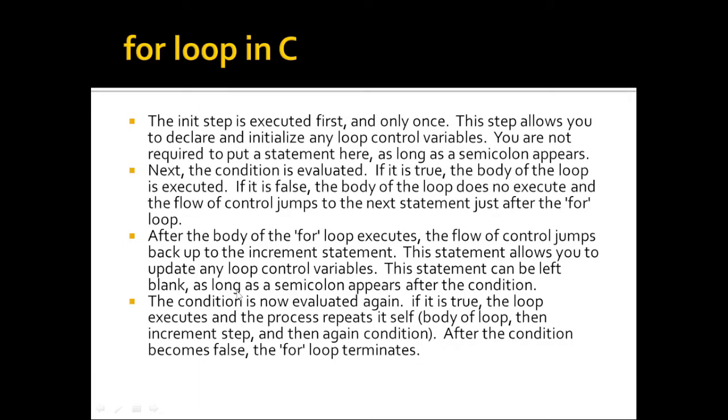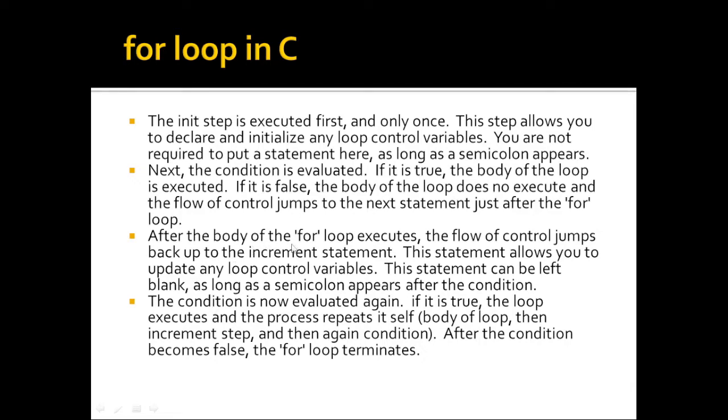The init step is executed first and only once. This step allows you to declare and initialize any loop control variables. You are not required to put a statement here as long as a semicolon appears. Next, the condition is evaluated. If it is true, the body of the loop is executed. If it is false, the body of the loop does not execute, and the flow of control jumps to the next statement just after the for loop.